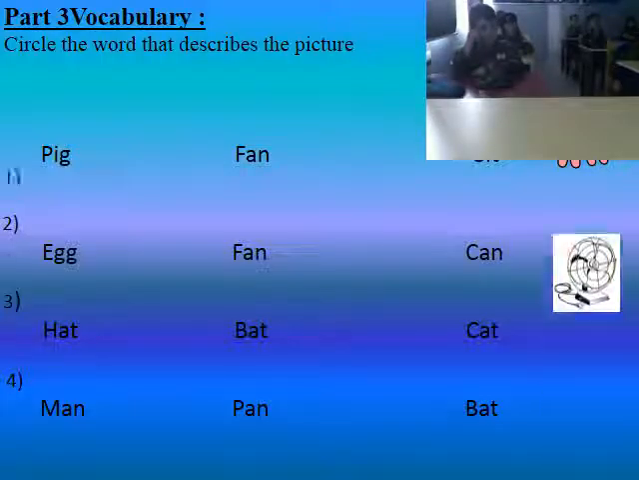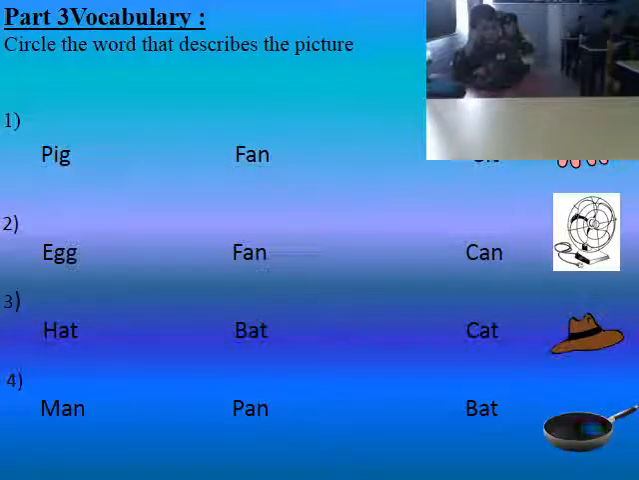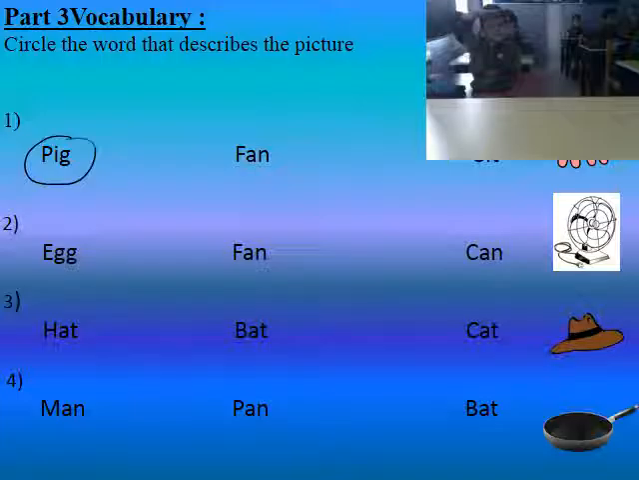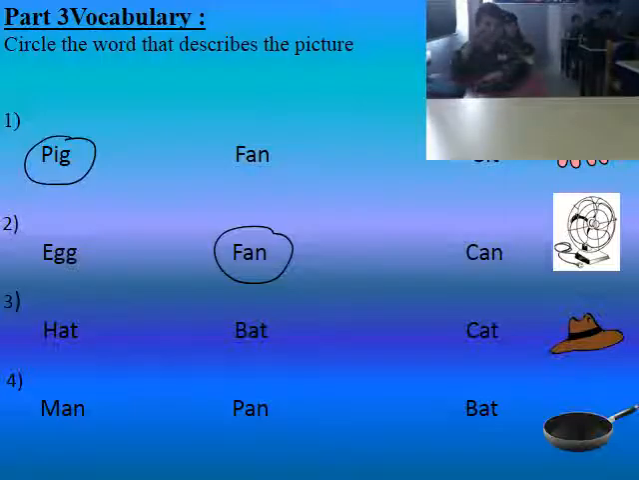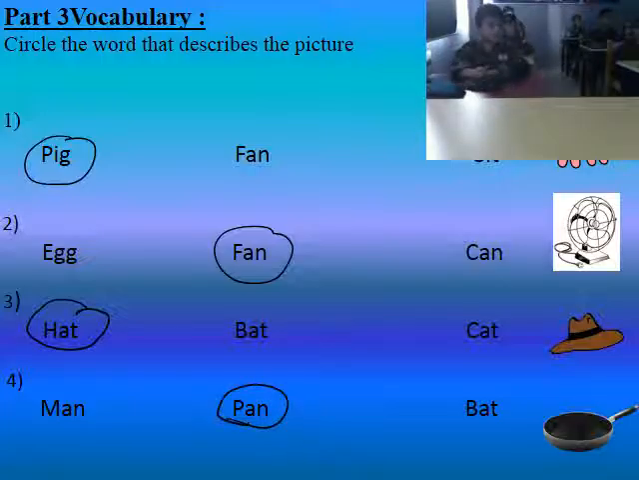Let's circle the word that describes the picture. What is this? Who says pig? Raise your hands. Pig. Yes, pig. What is this? Fan. Yes. Good job. What about this? What is this? Hat. This? Yes. Or this? No. This? Yes. Good job. What about this? This? No. This? Yes. Good job. Excellent.